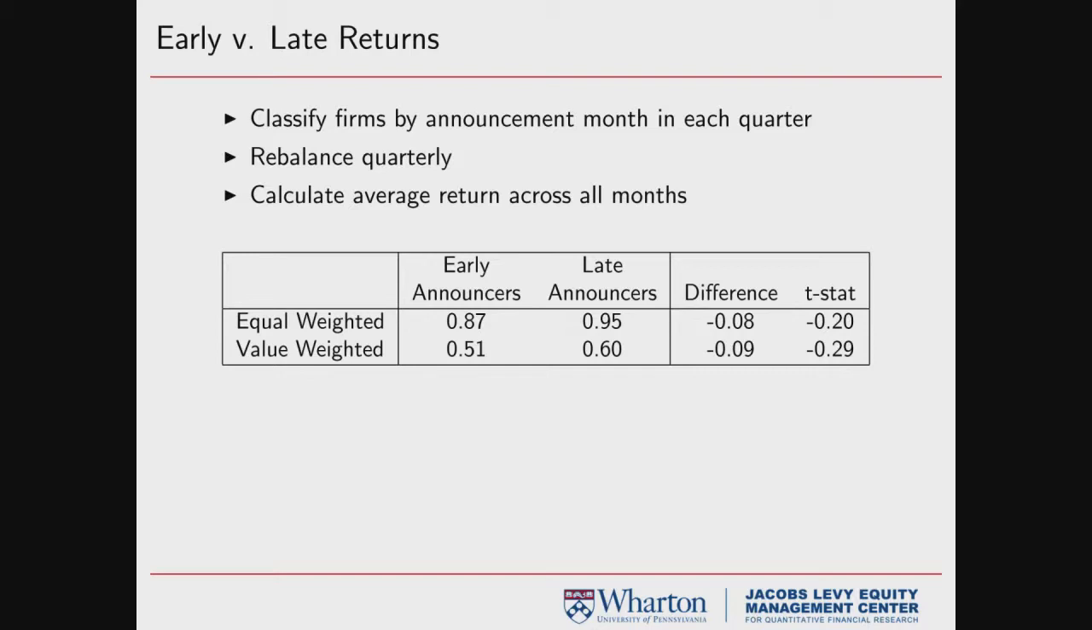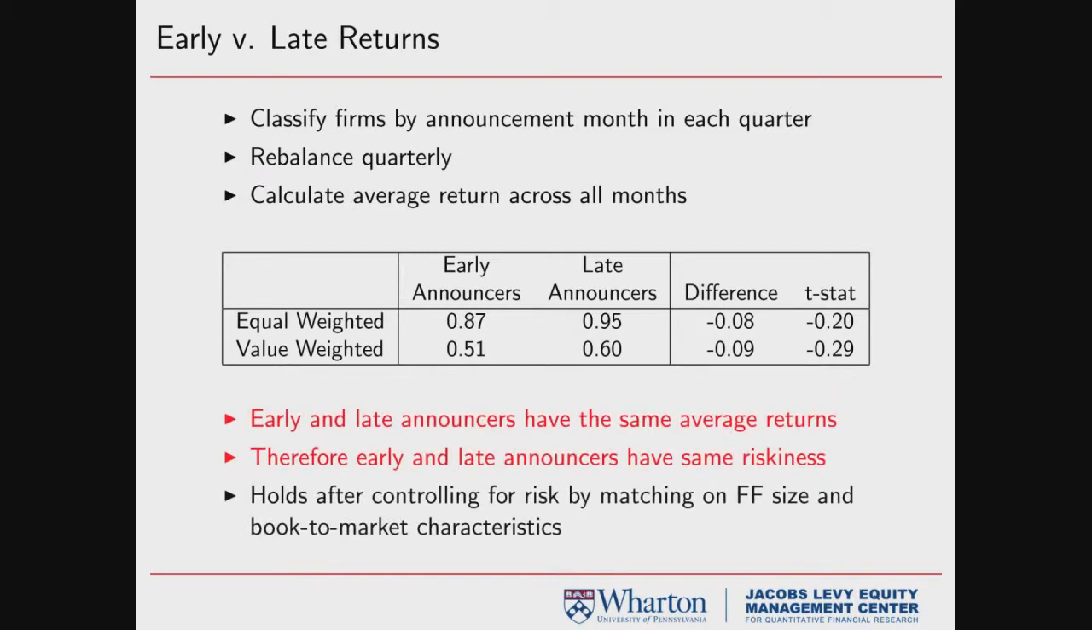We do it equal weighted or value weighted, and we really see no difference between early versus late announcers. So this argues that these firms have the same average returns. Our traditional view of asset pricing is if firms are earning the same average returns, they've got the same riskiness. You might worry there's some mismatching about risk exposures along the size and value dimensions.